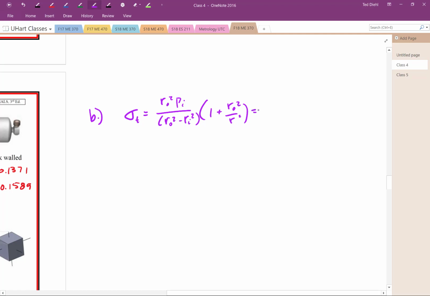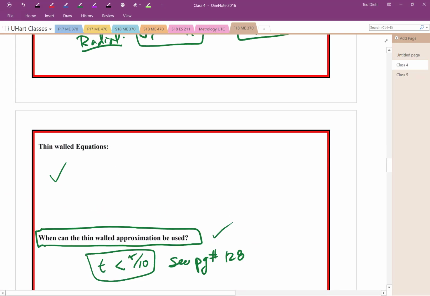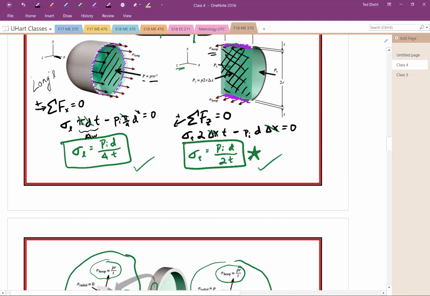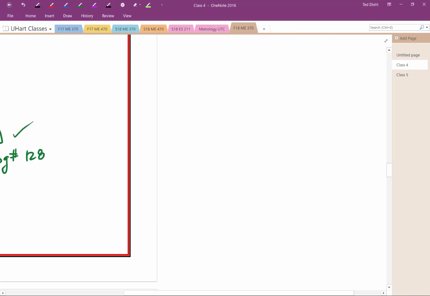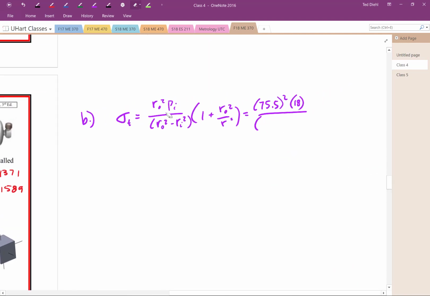All right, so we plug the numbers into this. So we get 75.5 squared, that's the outside, times our 18, divided by our... Did I get that right? No, that's the R_o. I think I calculated this wrong. Or maybe I wrote it incorrectly. Let me double check here. Oh yep, okay, R_i. So I wrote it down incorrectly on my sheet. There you go, that's R_i. It needs to be p_i. I gotta fix that.